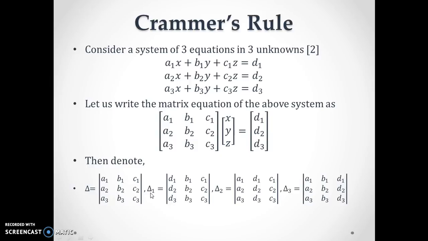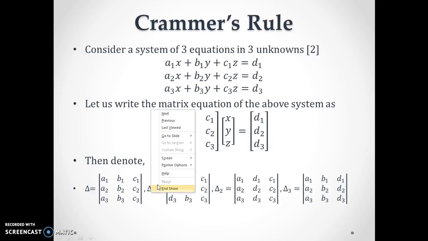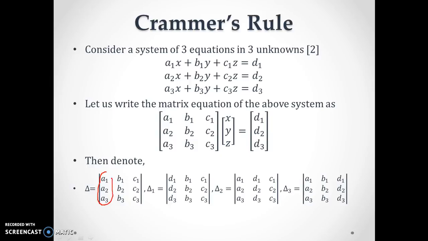Let us denote delta 1. Delta 1 is the determinant obtained by replacing the first column of this determinant with the constant matrix. Now delta 2 is the determinant we obtain by replacing the second column of this determinant with the constant matrix, and similarly when we replace the third column by the constant matrix, we get delta 3.